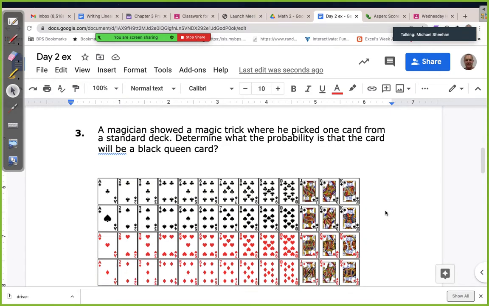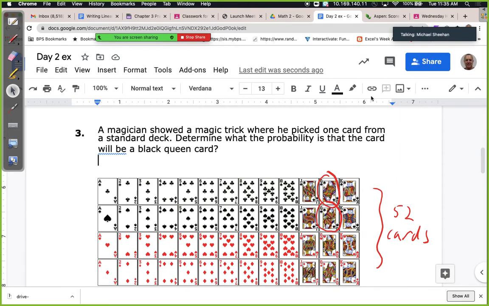How many black queens do you see? 2. That's right. So this is a black queen and this is a black queen. And altogether there are 52 cards in a deck of cards. Count them if you want to. So my probability of picking a black queen card is 2 out of 52. And it's okay to leave it like that. I'm going to divide the top and the bottom of the fraction by 2. 1 out of 26 is the same thing as 2 out of 52.